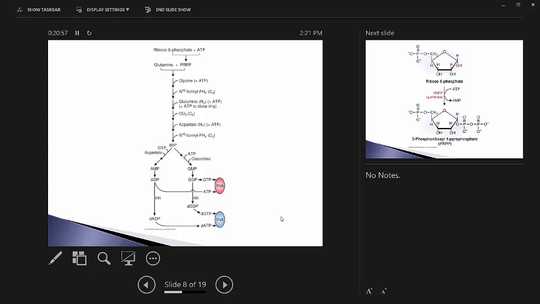Then the CO2 is 6. Then the aspartate is 7, then 8, and then 9 is closing the big ring. So does that help a little bit? Does anybody want to say what I said? Okay, so this is 1, 2, 3, 4, 5, 6, 7. Let me read it to you.